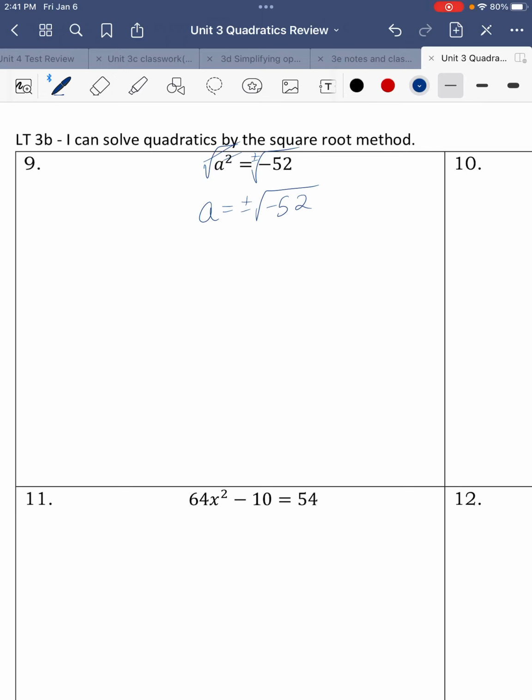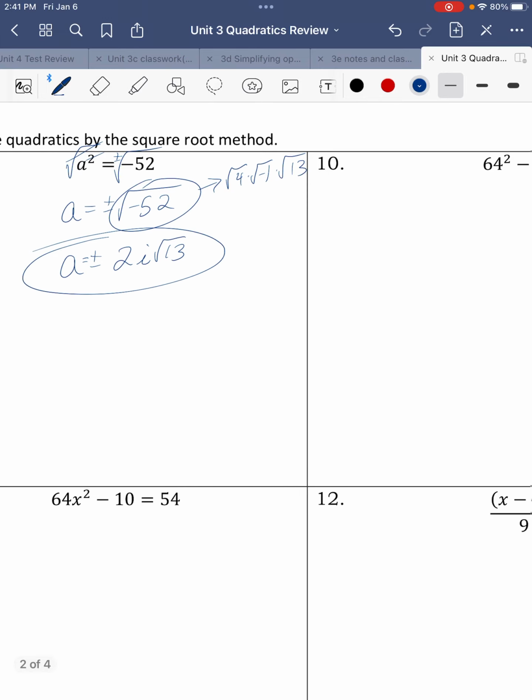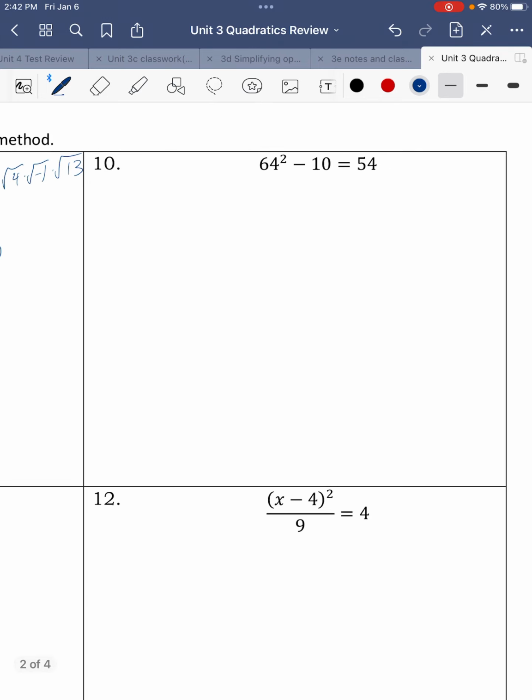We need to simplify that. 52 is divisible by, what is it divisible by? 4 is the biggest perfect square, so that's going to be the square root of 4, square root of negative 1, and the square root of 13. 4 times 13 is 52. So this is going to end up being 2i square root of 13. Positive and negative 2i square root of 13 is your solution.